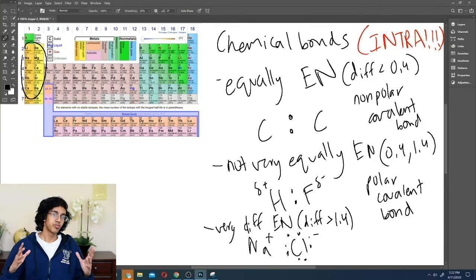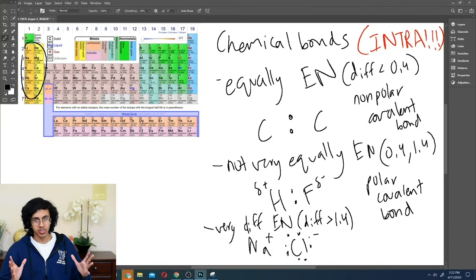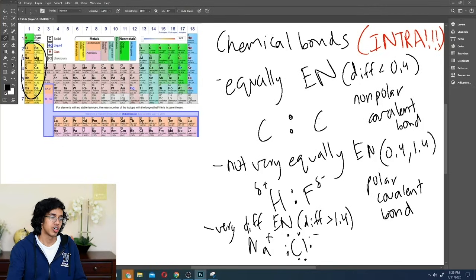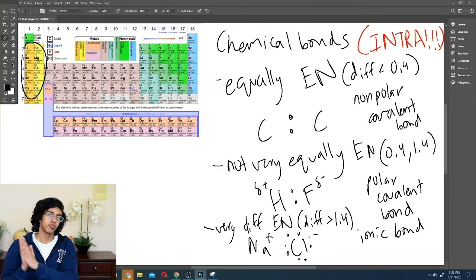In fact, they're so greedy that they snatch the electron entirely from the sodium, right? So then they form ionic bonds, as we already know, because NaCl is an ionic bond. Very cool. So basically, that's what you have to know about how electronegativity relates to bonding.